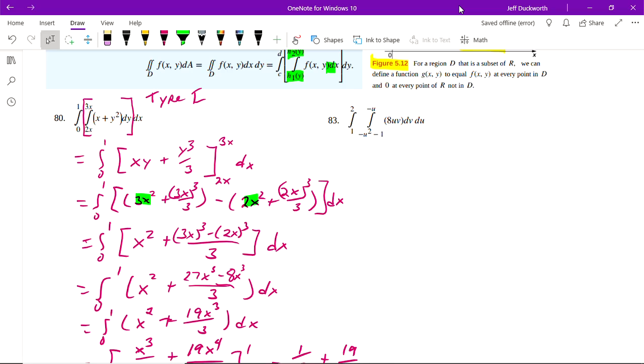Here I'm going to isolate our dV, which we'll do first. So that's going to equal, so we have an 8 and a U that we can kind of pull out. So the integral of v is just v squared over 2. That's evaluated from negative u squared minus 1 to negative u.